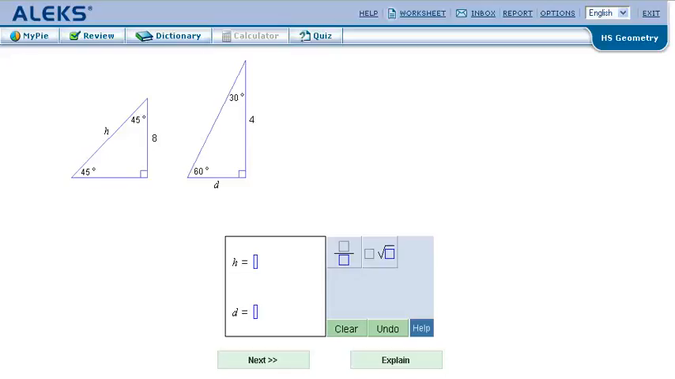Okay, we are dealing with special right triangles. It is very important that you memorize these two tables. Let's first off work with the 45-45.